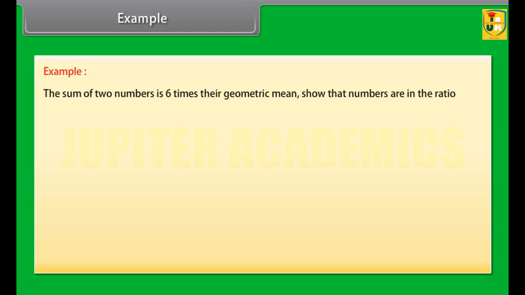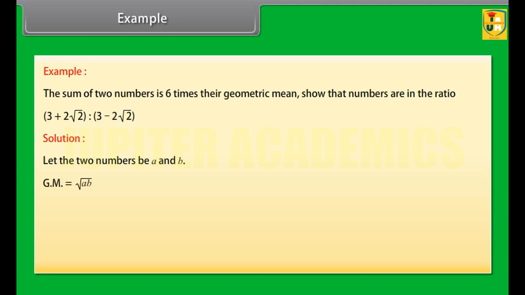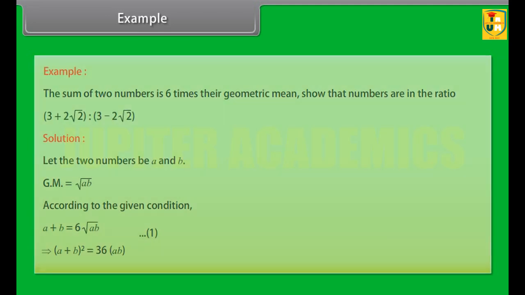Example: the sum of the two numbers is 6 times their geometric mean. Show that the numbers are in the ratio. Solution: let the two numbers be a and b. Geometric mean equals square root of ab. According to the given condition, a plus b is equal to 6 into square root of ab. Let it be equation 1. It implies square of (a plus b) is equal to 36 into ab.